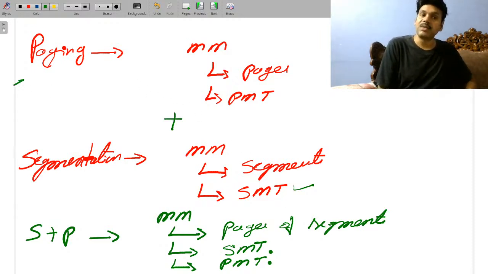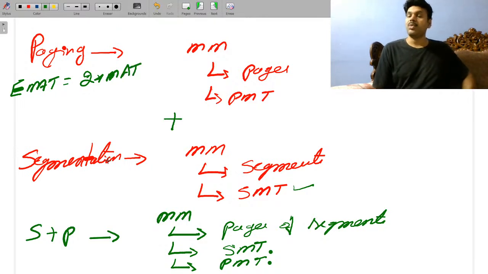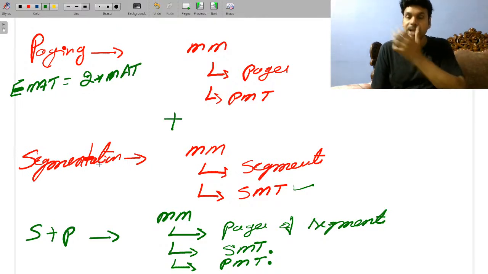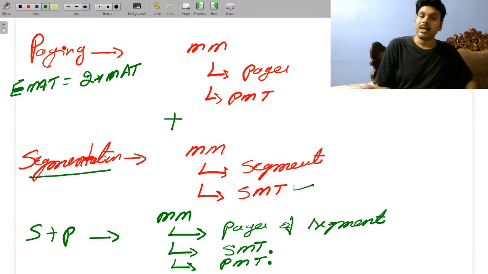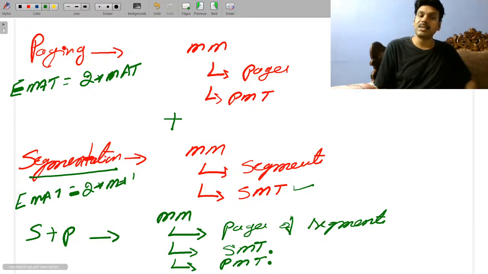Therefore, here your effective memory access time, please understand, is 2 into memory access time: one is for the paging table and the other one for data. Segmentation is the same. Your effective memory access time is 2 into memory access time: one is for the segment table, one is for the segmented data.